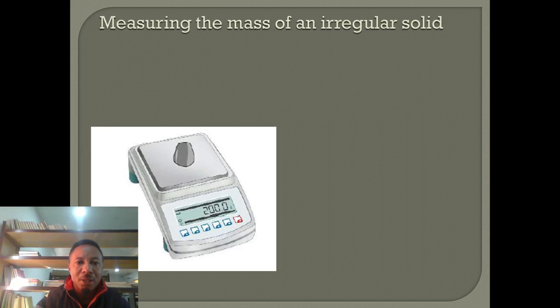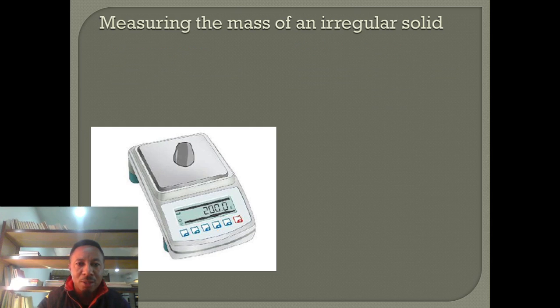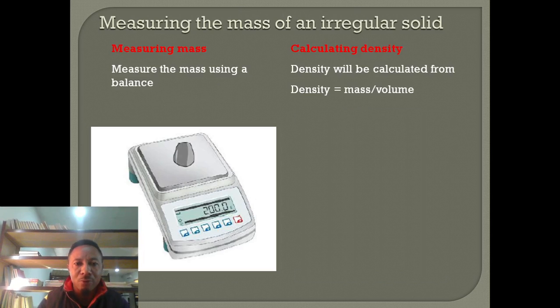Now remember that you need to do this one first. You need to get the mass of the irregular solid before you do the previous one. And why do you need to get the mass first before measuring the volume?